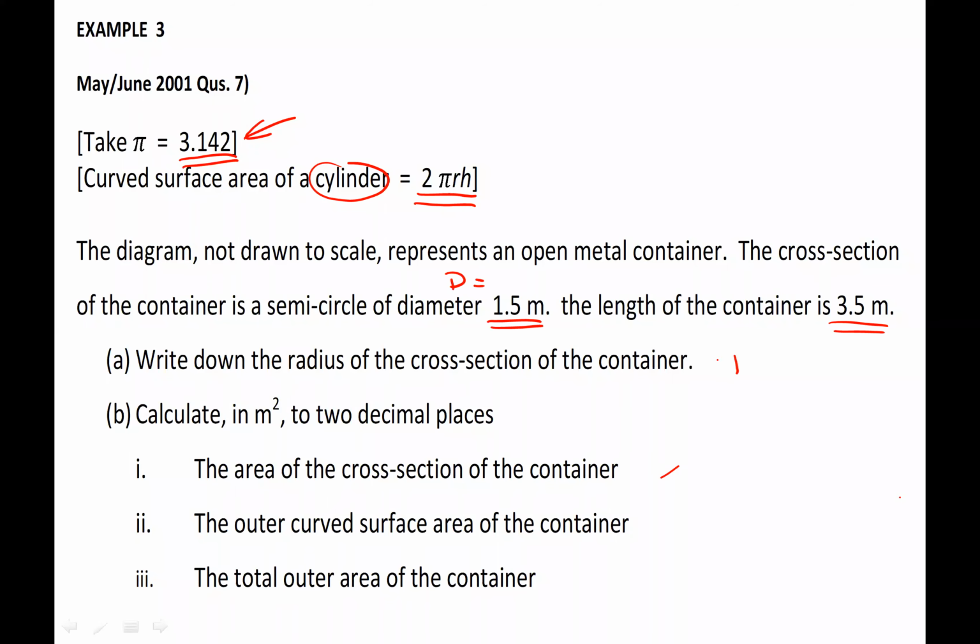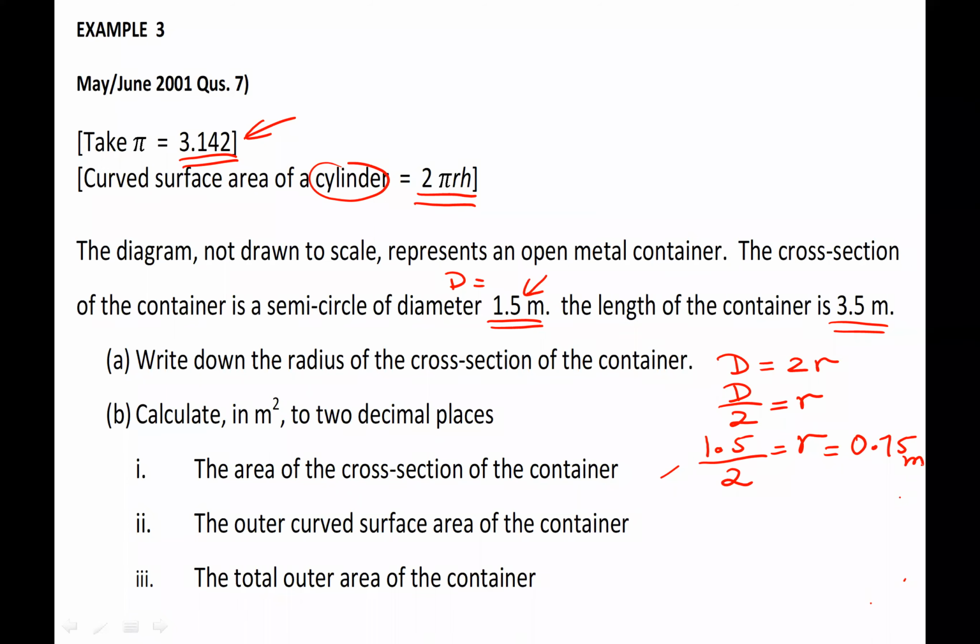Well, you need to remember that diameter is 2 times the radius. So therefore, the diameter over 2 would give us the radius. In this case, they told us the diameter was 1.5 meters. So to get the radius R, we'd have to take the diameter 1.5 and divide it by 2. And that will give us 0.75 meters. So it means that our radius is 0.75 meters.